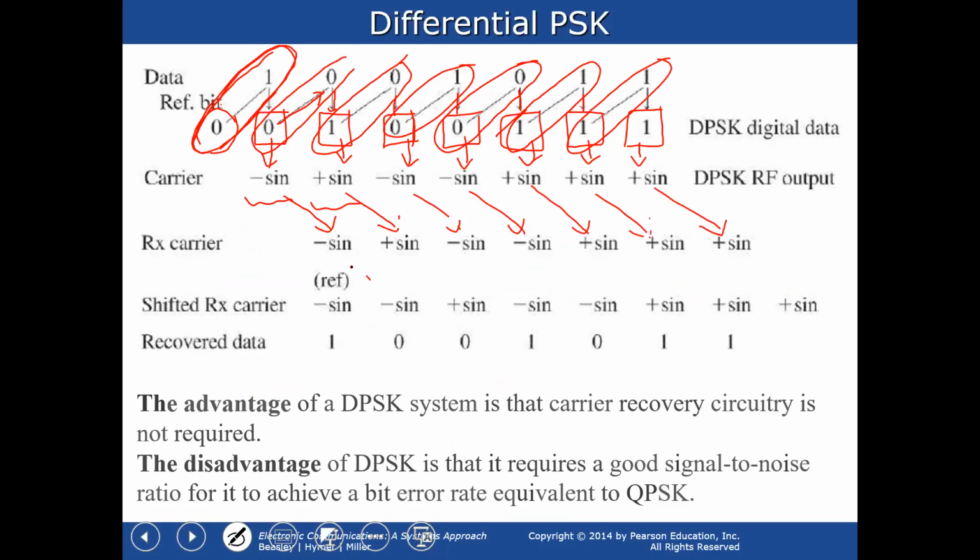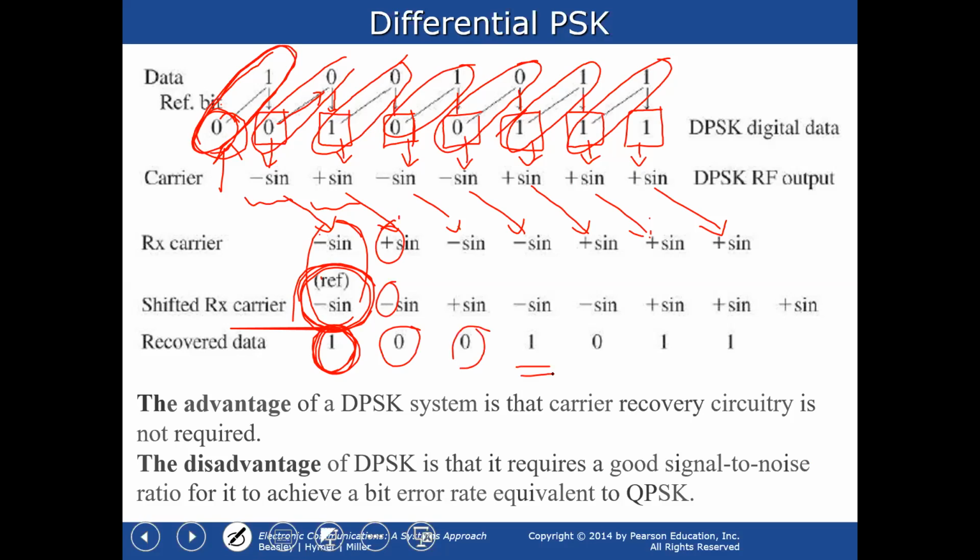Now you're going to be using your reference here as minus sine, the same reference we used here. And then you're going to check these two together. If both are minus, so both of them are the same, your recovered output data is going to be 1. If they are different signs, your output is going to be 0. Different signs, output is 0. Same signs, output is 1. Different signs, output is 0. Same signs, your output will be 1.